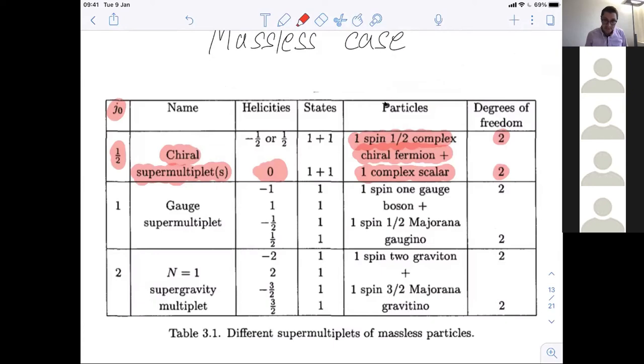All right. So in addition to the chiral supermultiplet, there are also, for different J0, let's say J0 equal 1 or J0 equal 2, what is called the gauge supermultiplet or supergravity multiplet, N equal 1 supergravity multiplet. In particular, the gauge supermultiplet has particles which have spin either 1 or 1/2, and the helicity can be plus or minus.